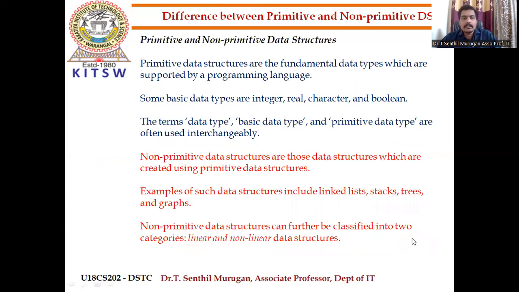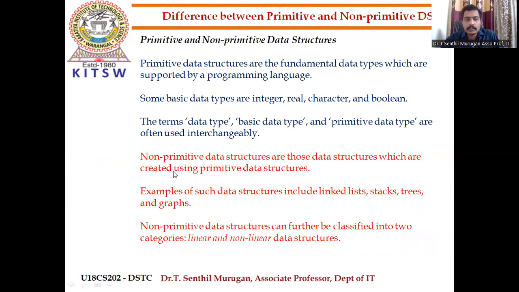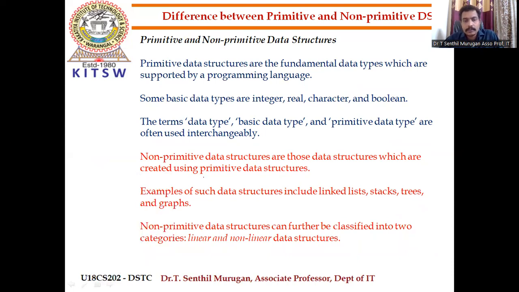First, we must know what primitive is. Primitive, as I already told, means fundamental data types which are already supported by programming languages. Non-primitive means those data structures which are created using primitive data structures. Based on the primitive data types, when the user creates another data type, that is considered a non-primitive data type. It is again classified into linear and non-linear data structure.